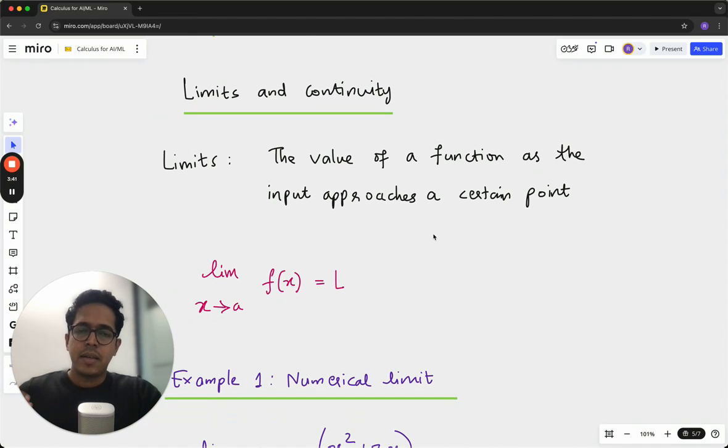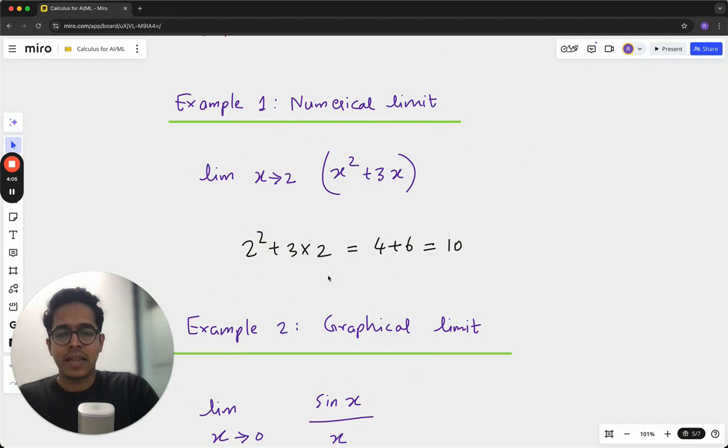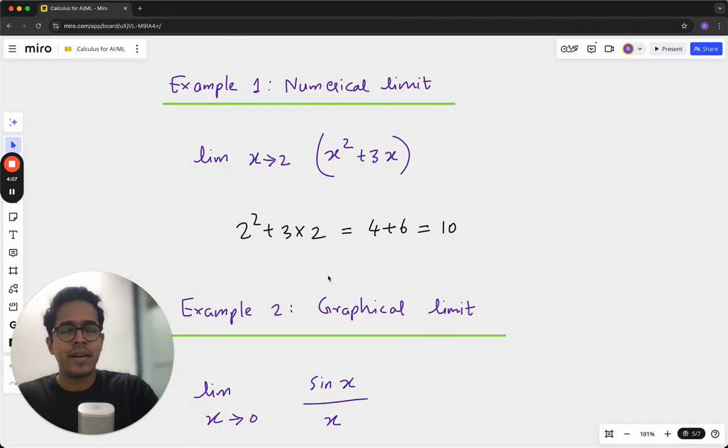Limit is nothing but the limiting value of a function as the input to the function approaches a certain number. So if f of x is a function, the way you read this is: limit x tends to a, f of x equals L, meaning as x approaches a, the value of the function approaches L. It won't be exactly L, but it will be something very close to that. And this is a numerical example. You might find this trivial until the point when you realize that there are discontinuous functions. You will soon see that in a moment.